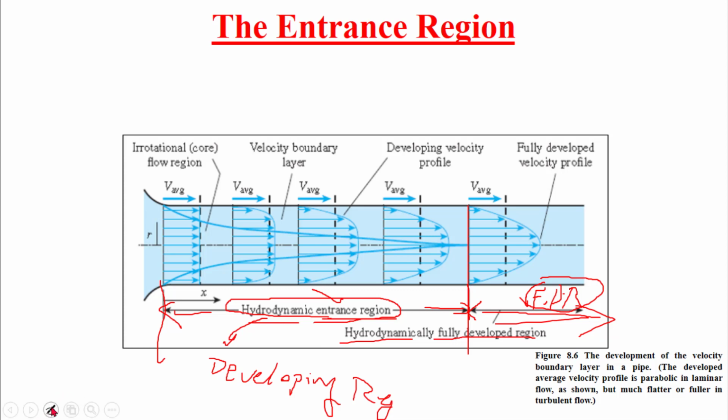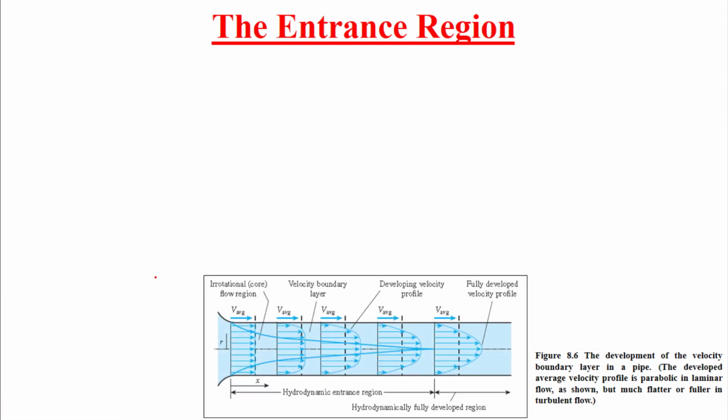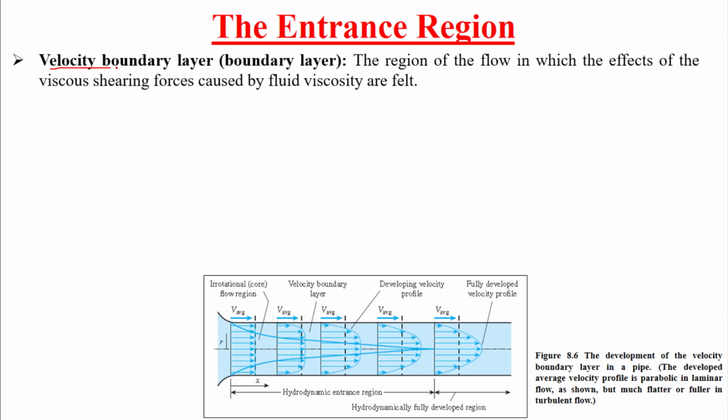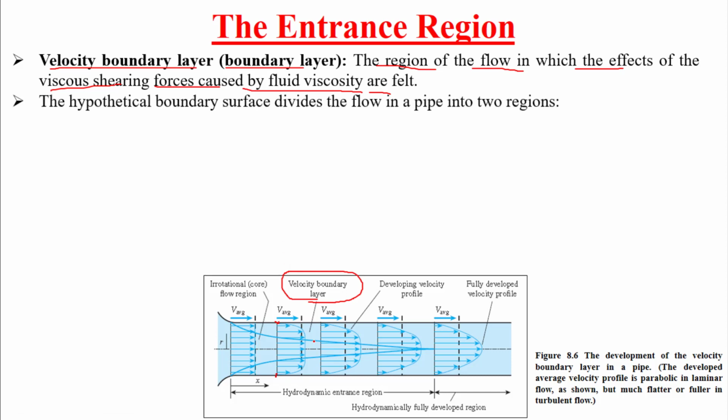Okay. Let's define each region alone. So velocity boundary layer. The region of the flow in which the effects of viscous shear force caused by fluid viscosity are felt. So this is why here the velocity near the walls is 0. Why? Because of no slip condition, because of friction, because of viscosity. We call this region the velocity boundary layer. Where is this region? Here is the region. Okay, here. This one.